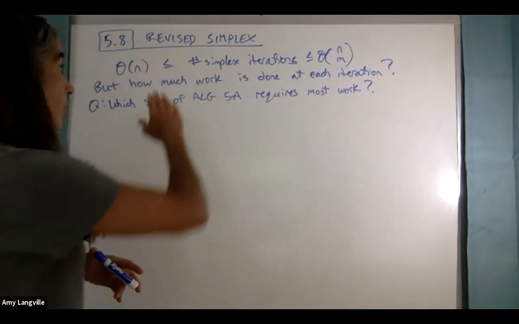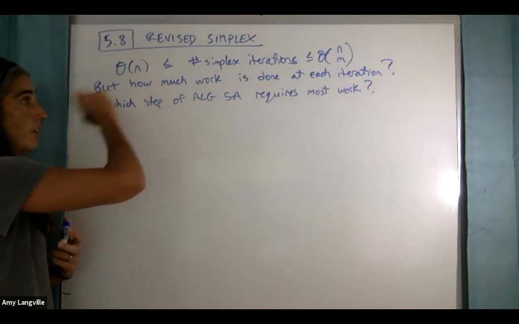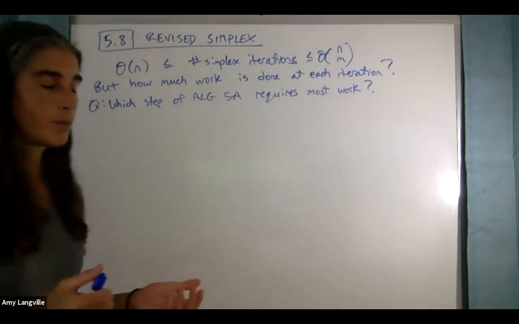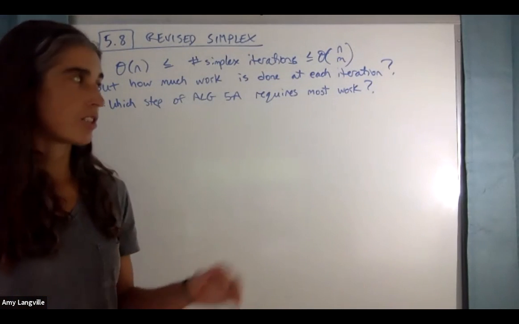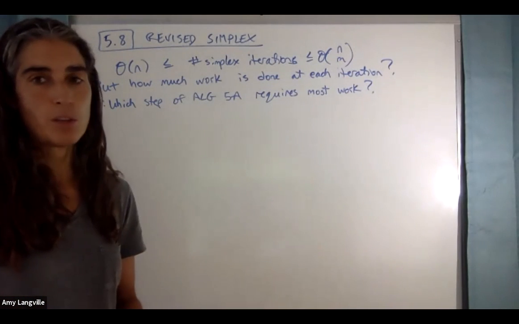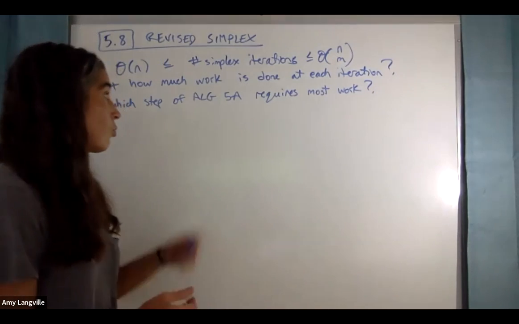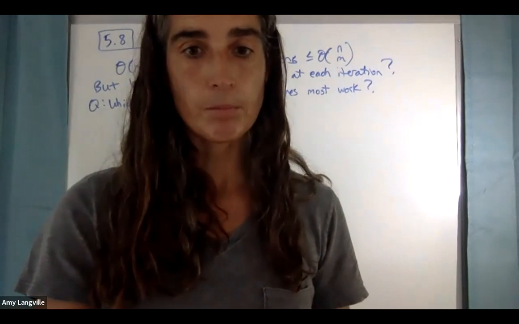So we know that the number of simplex iterations is somewhere between, here's our good case, O(n) linear, or worst case analysis, O(m choose n). But let's focus on how much work is done at every iteration. That's about the number of iterations, but could we do something that reduces the work per iteration? So which step of algorithm 5A requires the most work? So let's pull that up.